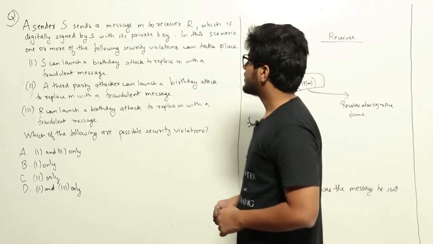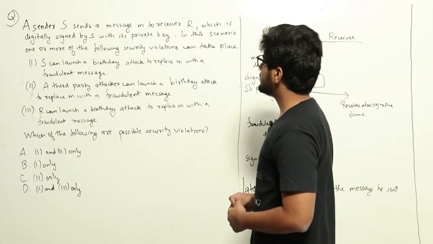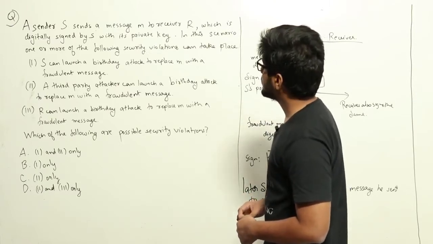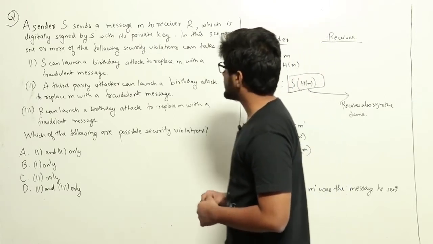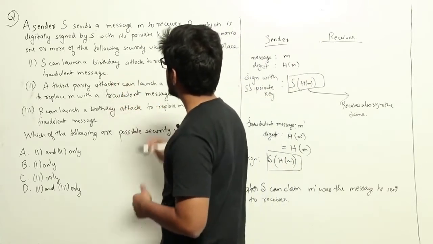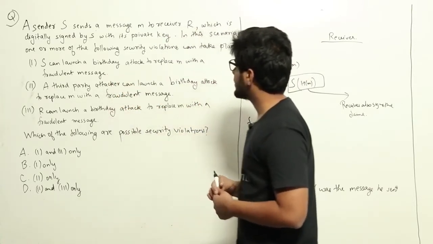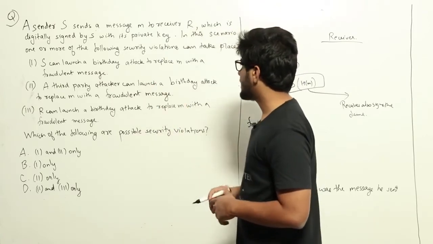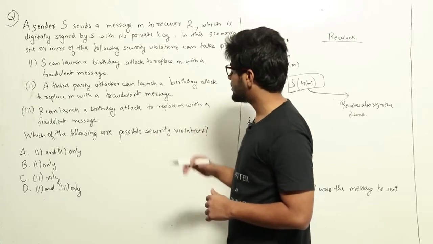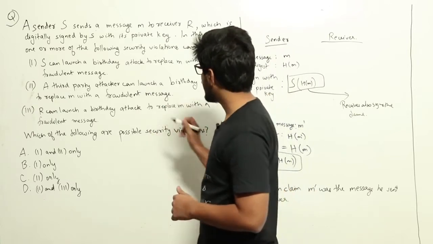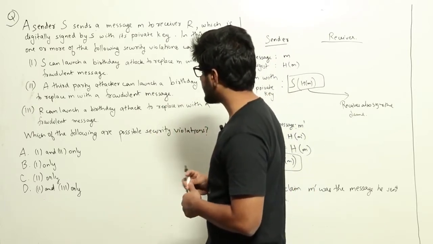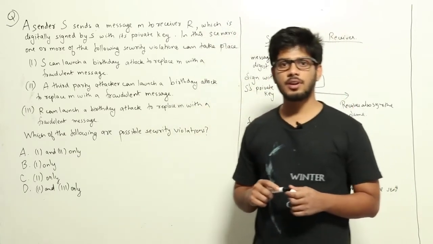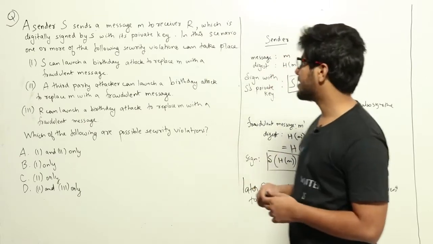A sender S sends a message M to receiver R, which is digitally signed by S with its private key. In this scenario, one or more of the following security violations can take place. 1. S launches a birthday attack to replace M with a fraudulent message. 2. A third party attacker can launch a birthday attack to replace M with a fraudulent message. And 3. R can launch a birthday attack to replace M with a fraudulent message. Which of the following are possible security violations? So this is a question from computer security regarding birthday attack.